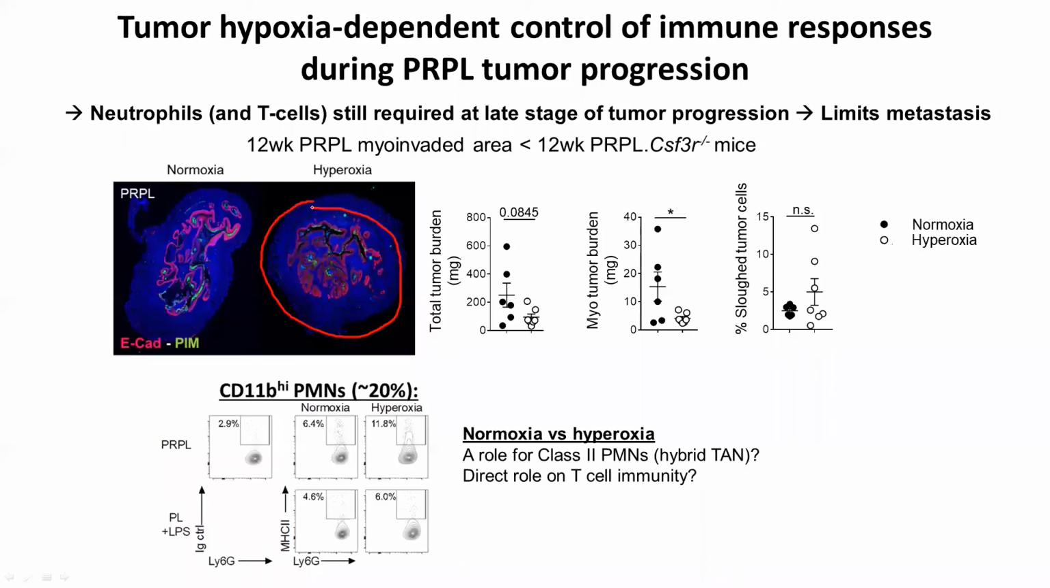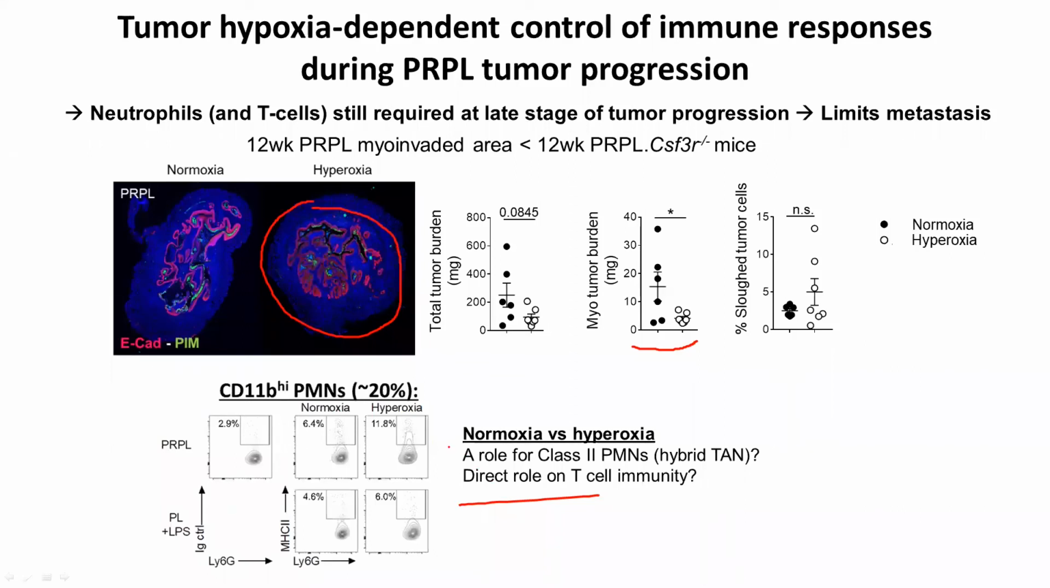We found indeed that there was less myo-invaded area in the regular purple mice with or without neutrophils, with T cells, compared to mice without neutrophils or without T cells. And importantly, we already found that hyperoxia reduced this myoinvasion. So the question we are trying to answer now is whether there is a direct role, like at an early stage of development of neutrophils, or whether there is a direct role of T-cell immunity or an indirect role.